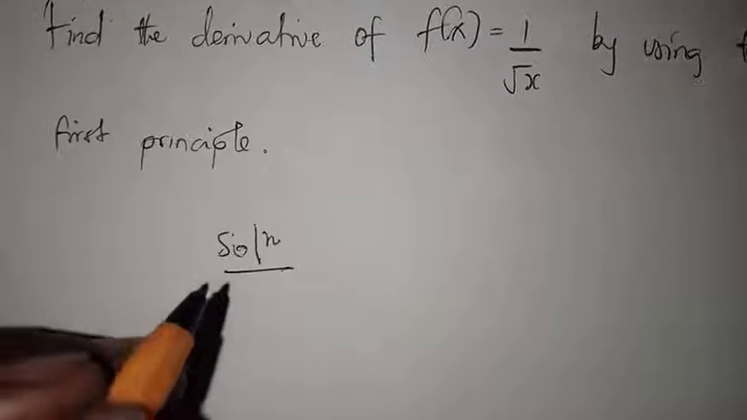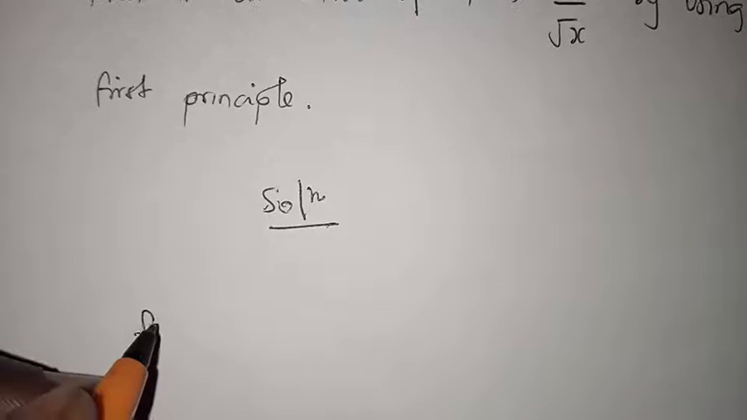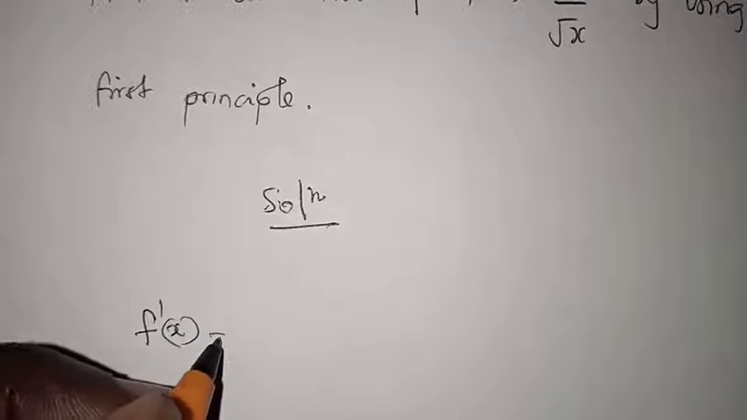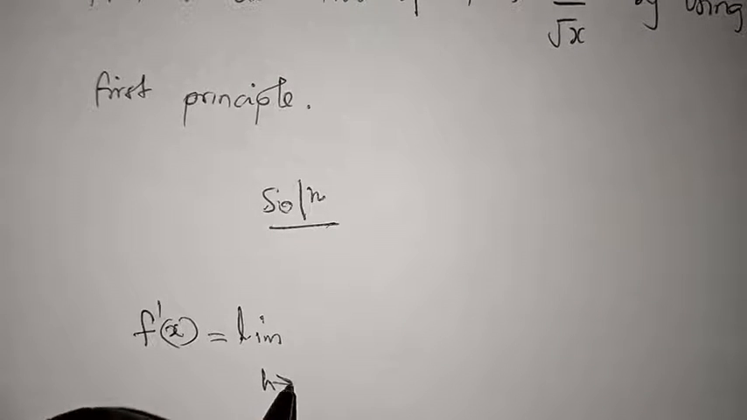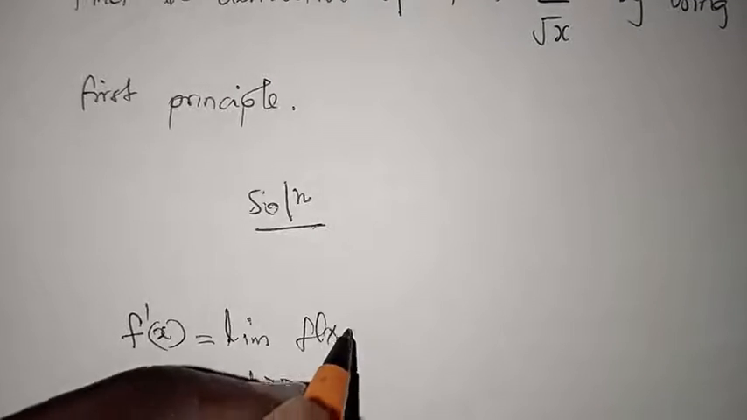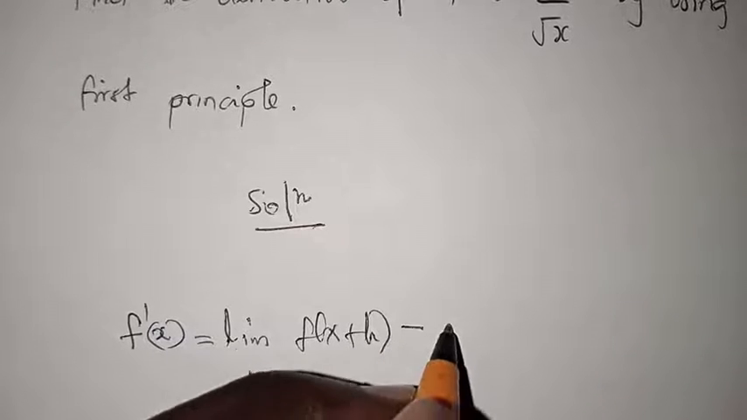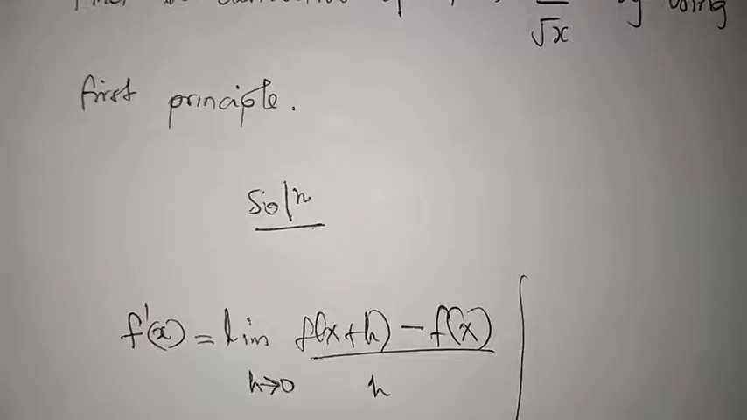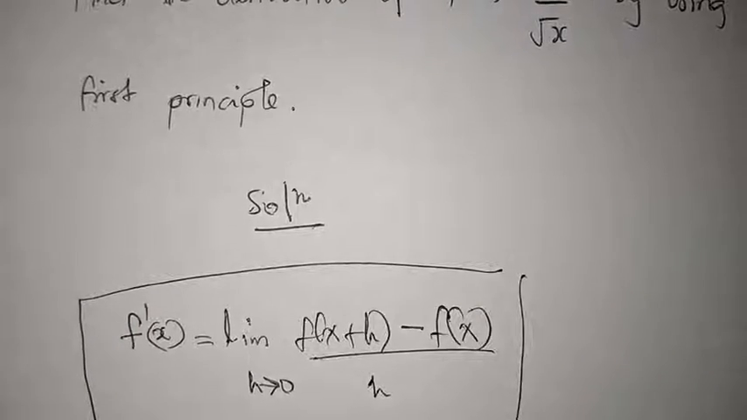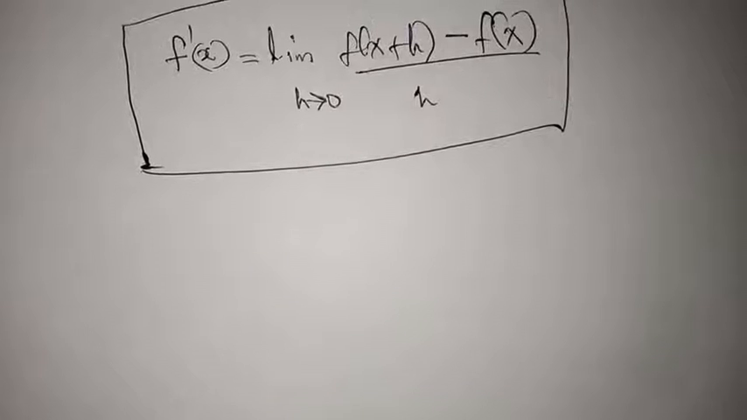Okay, now first principle is written in this manner, which is f prime of x, which is equal to the limit as h approaches 0 of f of x plus h minus f of x divided by h. So this one is simply our formula for us to solve this problem. Okay, now let's get started.